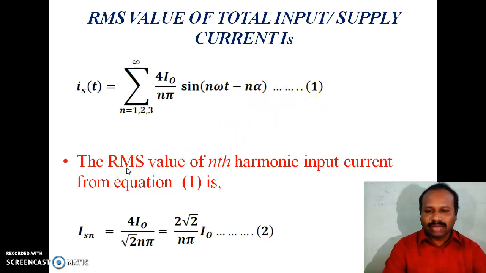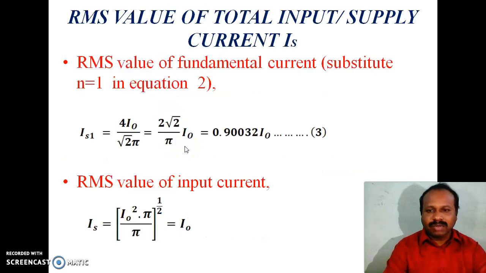Next we derive the RMS value of the nth harmonic input current from equation 1. In order to derive this, we just leave the sin term and divide the remaining term by root 2, because an RMS value means dividing by root 2, since V is equal to Vm by root 2. So similarly, Isn equal to 4 I naught by square root of 2 into n pi. Just divide this term by root 2, and you will get the RMS value of the nth harmonic input current.